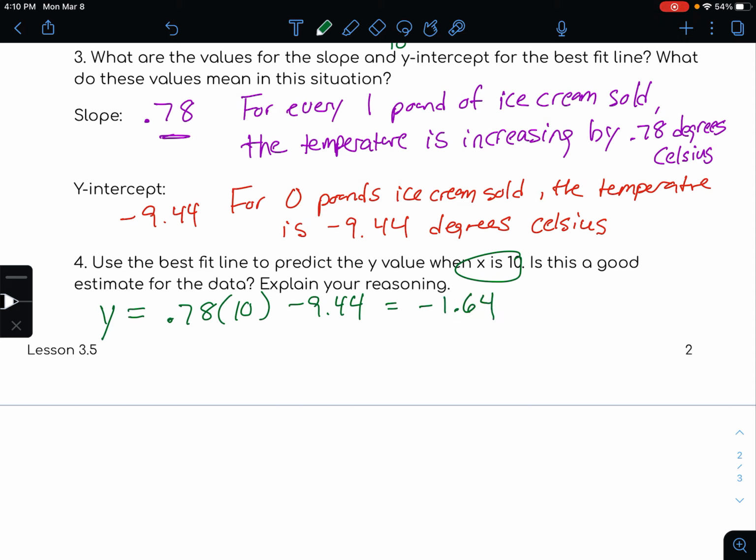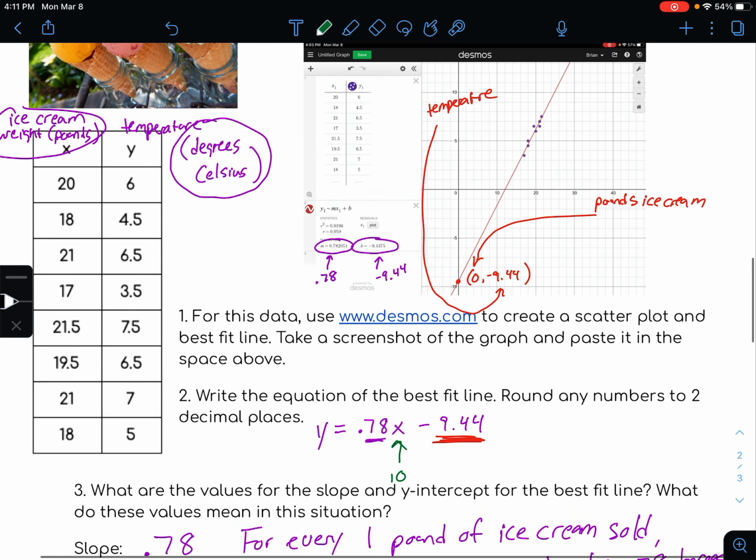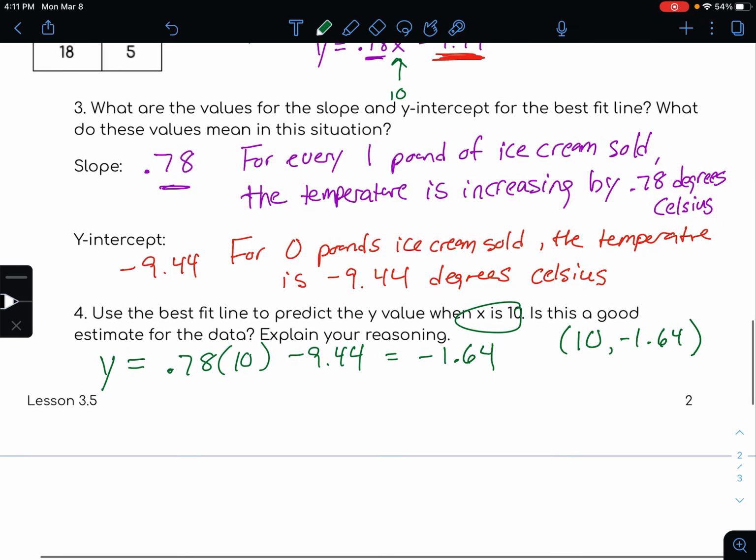So negative 1.64 would be the predicted y value. In other words, that's predicting for an x value of 10, we have negative 1.64 for the y value. So we see that point actually right there. So that would be our point 10, negative 1.64.